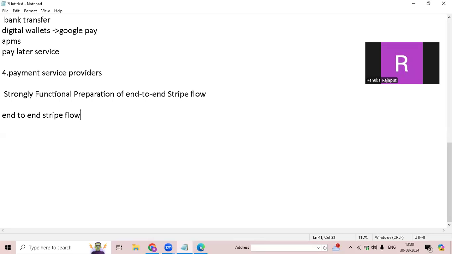It contains a very important URL, which contains information. That URL will redirect the customer to the hosted payment page. So this is about the end-to-end Stripe flow.